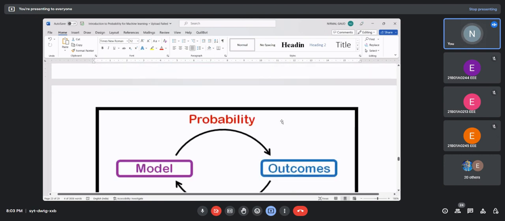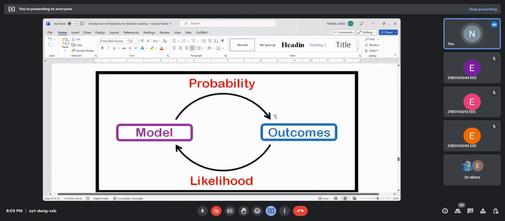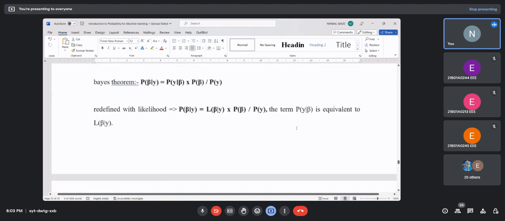So here's the difference between likelihood and probability. In a model, I can have a probability that is based upon outcomes, and from the outcomes, I can have a model, which is called likelihood. Likelihood is the model I'm going to get, and probability I apply over a model to get the outcomes. It's a cycle.